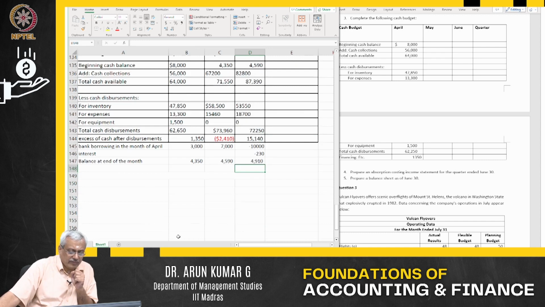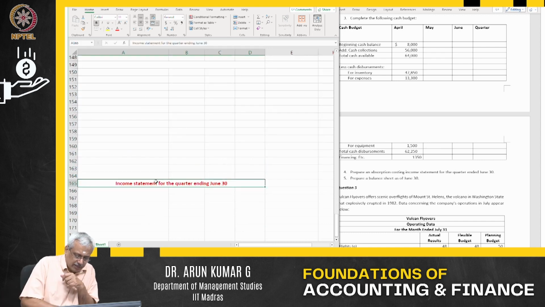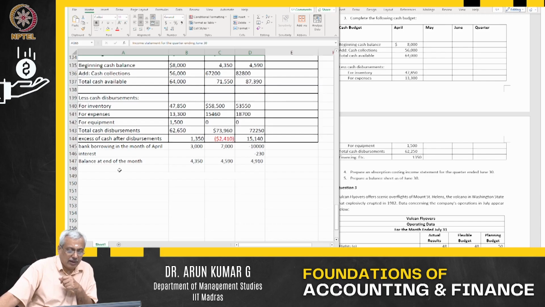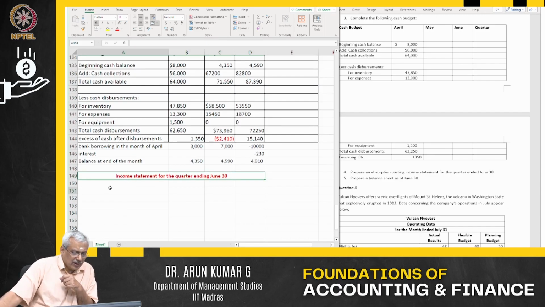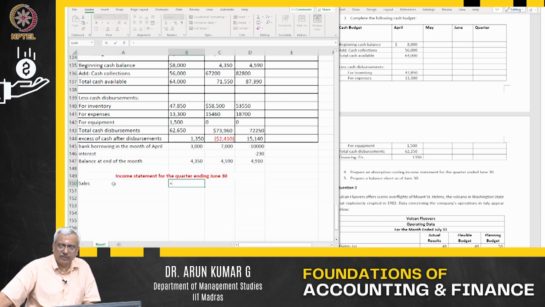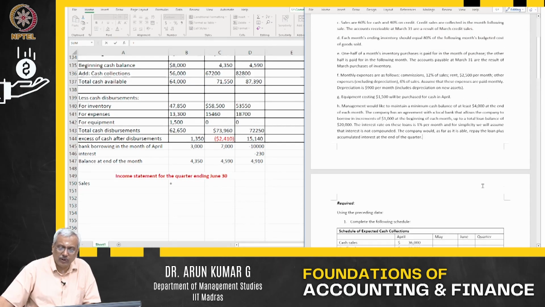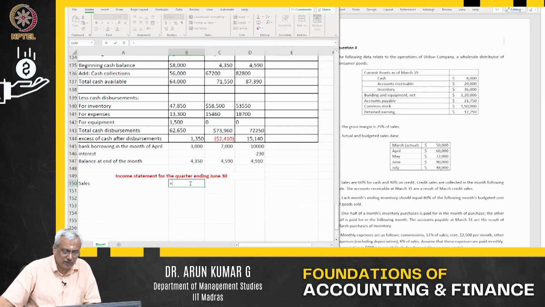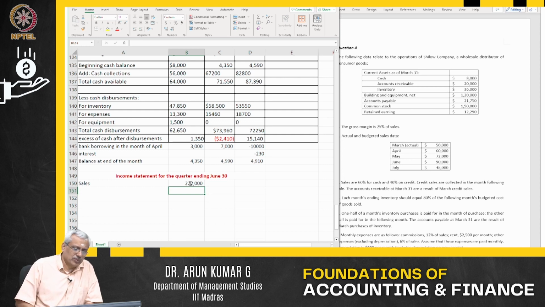Now let me prepare the typical income statement in this particular case, and then the balance sheet as they have asked you. Let us look at, first of all, sales for the quarter. What is the sales for the quarter? They have given sales for the quarter as 60,000 plus 72,000 plus 90,000. What you have is 2,22,000 out here. I am just going to move this to the other column.